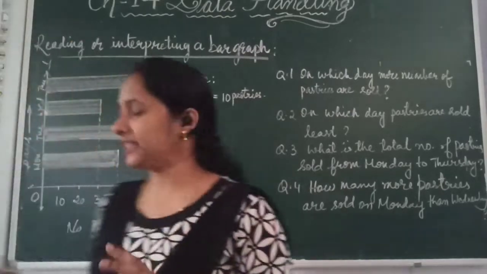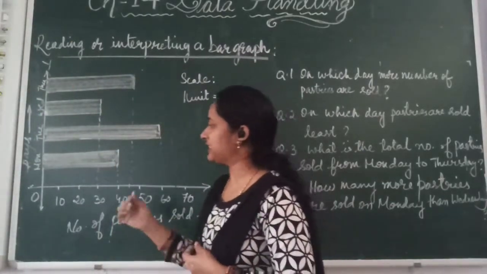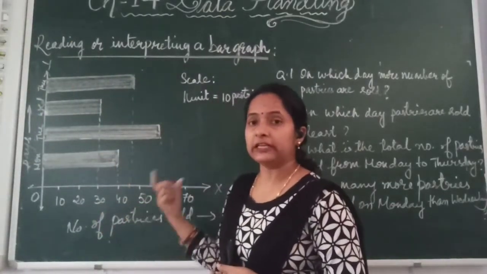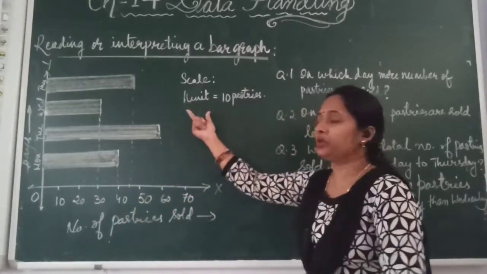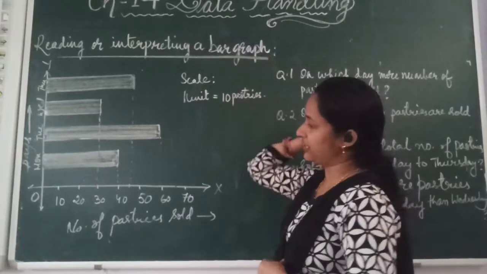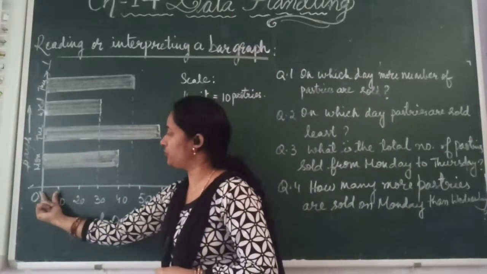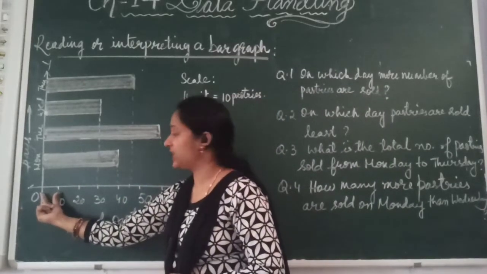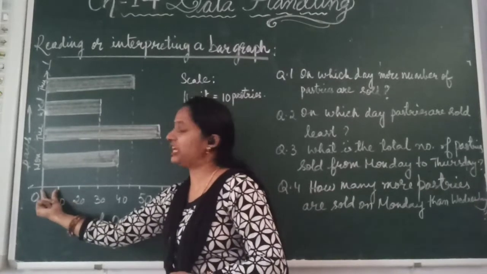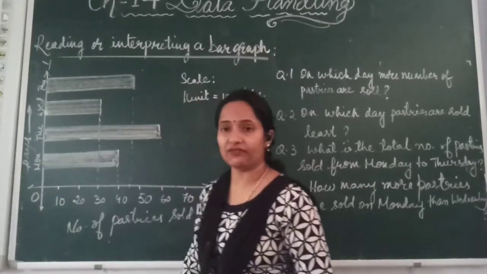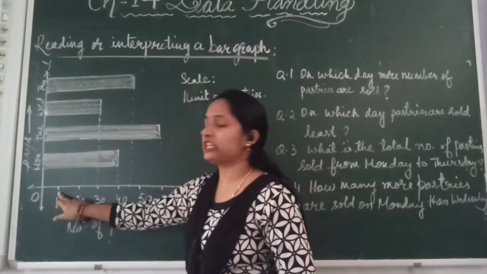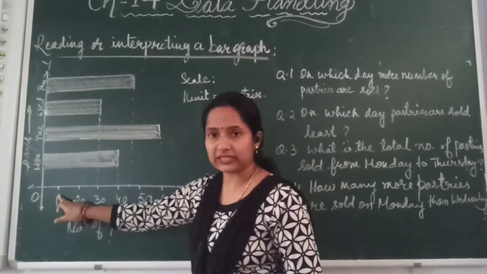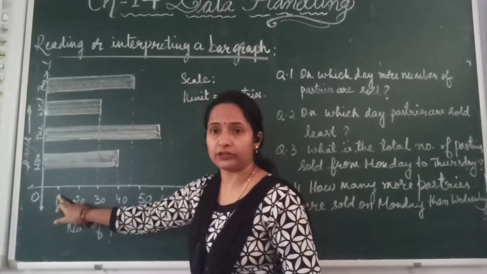So, you see what the scale of this particular bar graph is. The scale is 1 unit equals 10 pastries. From the first unit, here it is marked as 0 to 10. So till here, it gives us the information that the marking from 0 till 10, the 1 unit on this graph, is equivalent to 10 pastries, or the selling of 10 pastries.